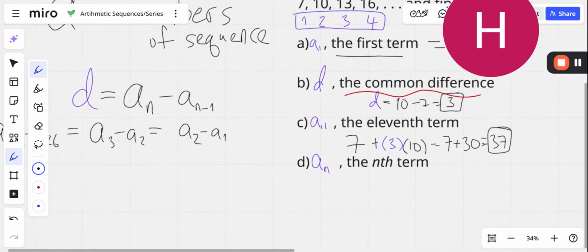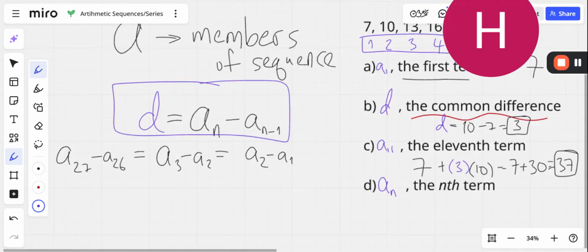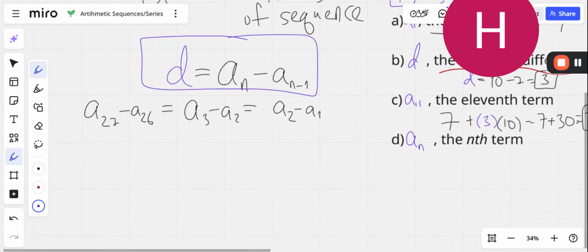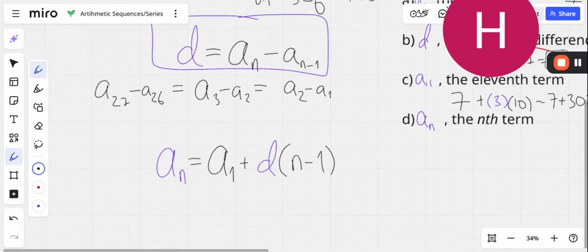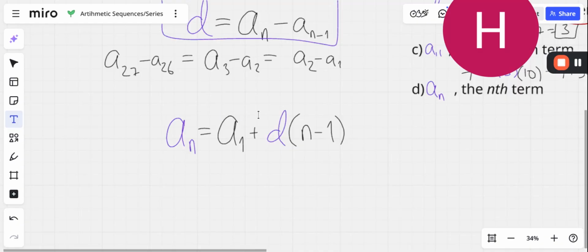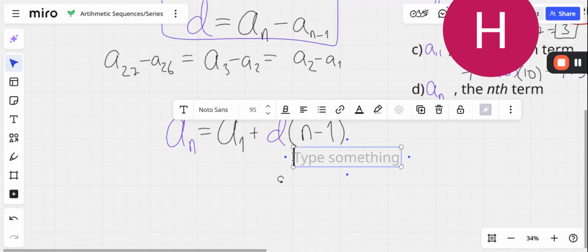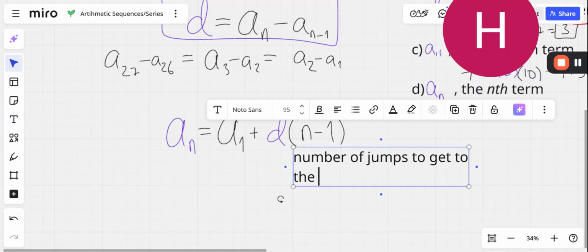This is going to provide us with another formula. So here's an important formula that I have in purple for the common difference. The next important formula is going to be the an. An is simply equal to a1 plus n minus 1 times the common difference d. Sometimes they'll write it in a slightly different order. They might put d times n minus 1. That's pretty much the same thing. And what this stands for is the number of jumps to get to the nth term.